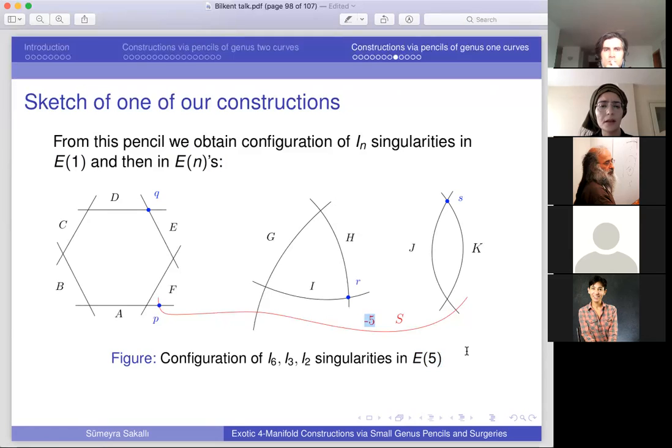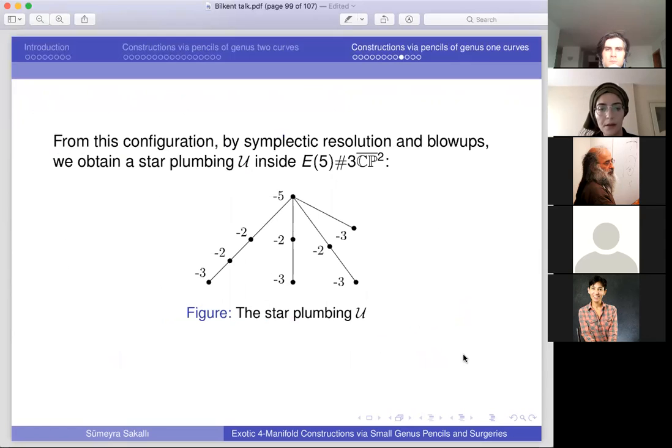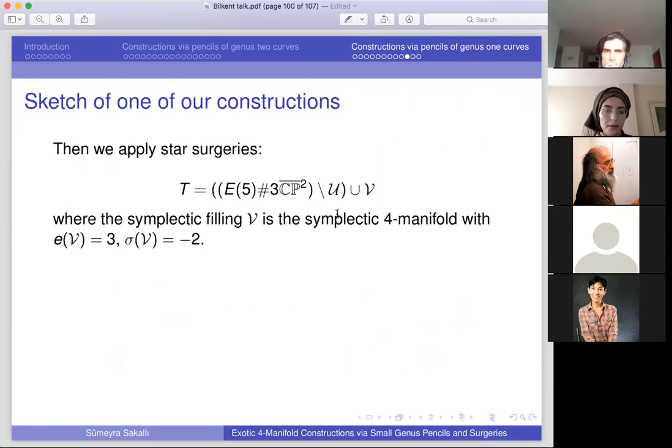And I obtain this. And then next, out of this configuration, at certain points, I do blow-ups. At certain points, I do symplectic resolutions. And I obtain such a star-shaped plumbing diagram. Again, every dot is a sphere, and H means they are transversely intersecting. And then to that, I apply star surgery, and I get a manifold T.